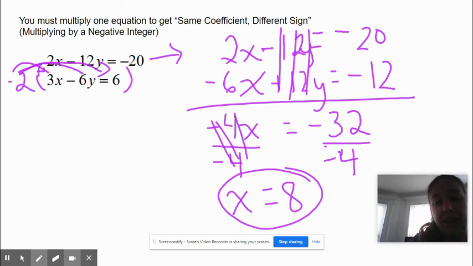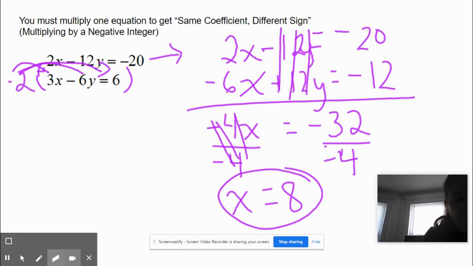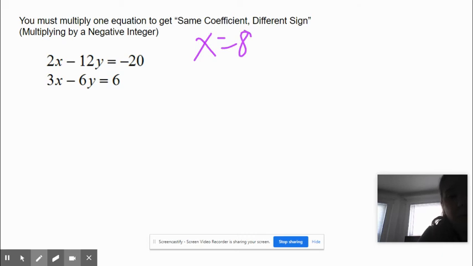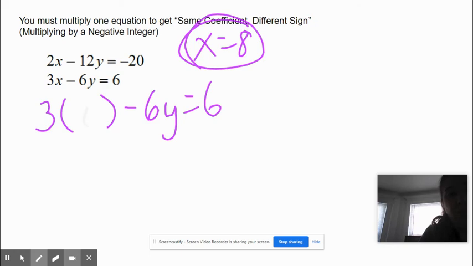And then I can pick either one of these equations. I am going to clear this space up, right? So I know x is 8. I'm going to choose the bottom equation. It just looks like it has smaller, cuter numbers. So 3, taking out the x, replacing it with what I know x is equal to. And then I just clean it up.